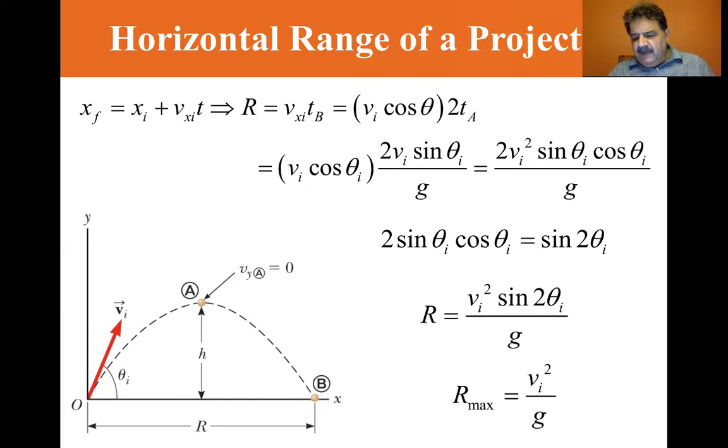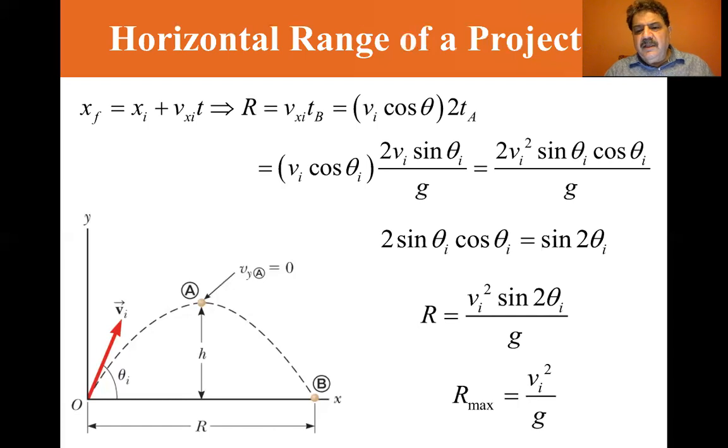Note that the maximum value of sine 2 theta equals 1, when 2 theta equals 90 degrees. So R is a maximum when theta i is equal to 45 degrees. And we'll see that. We'll actually measure that in the projectile experiment that we're going to do in the future. But again, we won't do the projectile experiment until we discuss conservation of energy and conservation of linear momentum.